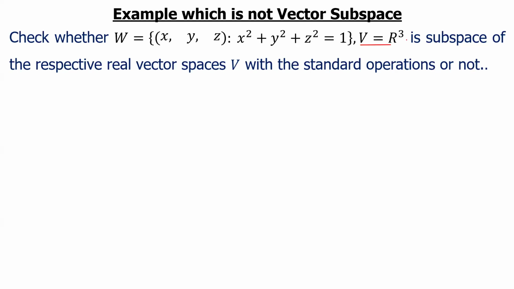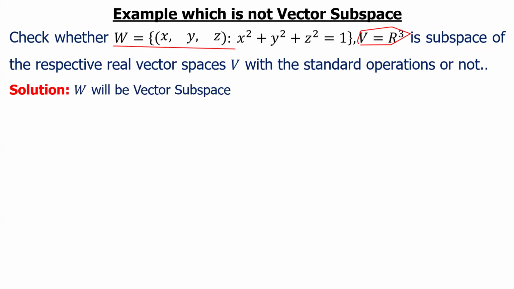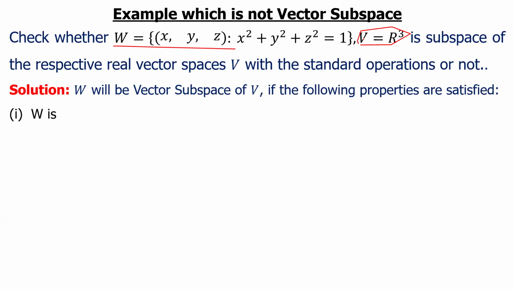And V is equal to R³, where V is the real vector space with the standard operations. Is W a subspace of V or not? So we have to check whether this W is a vector subspace of V or not. For this purpose, W will be a vector subspace of V if the following properties are satisfied. So what is the first property?